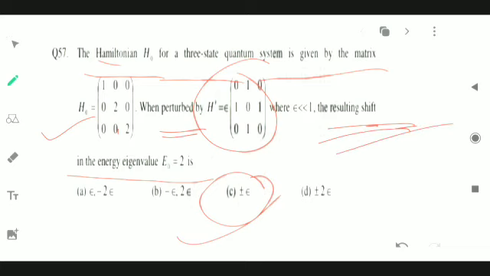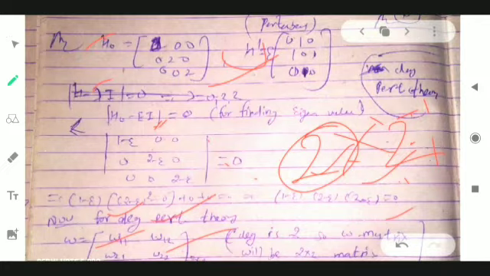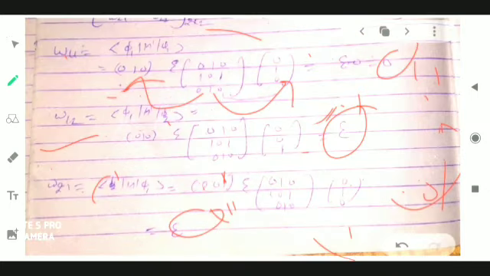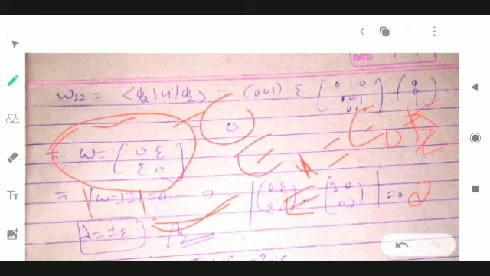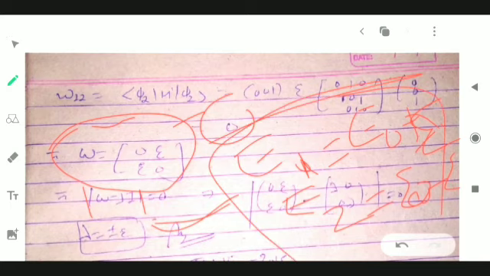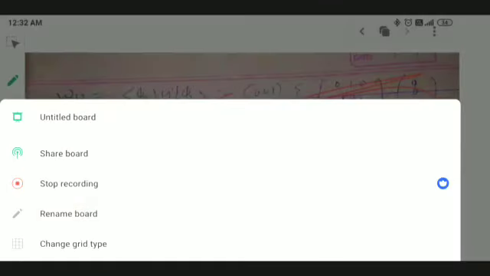If he had asked what the energy value will be, then we would use the method that I already told you. We'll put the value of lambda again in the energy and find the energy correction. E1 will be E0 plus lambda 1, that is, energy plus, and E2 will be E0 minus energy. That will be the correction of energy. I hope you got to know how to solve perturbation energy.